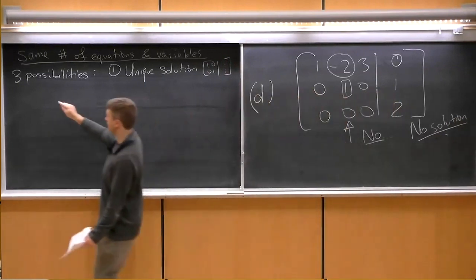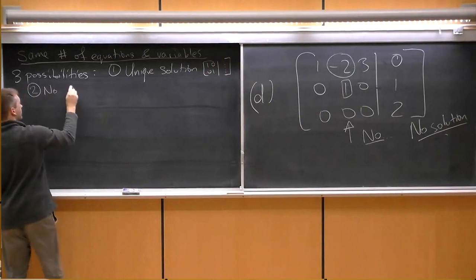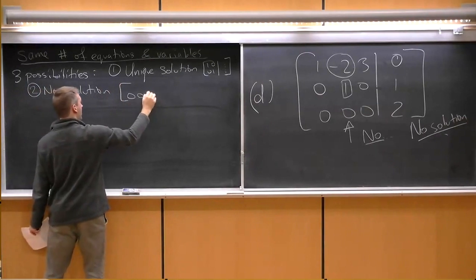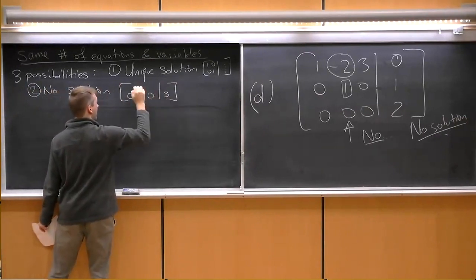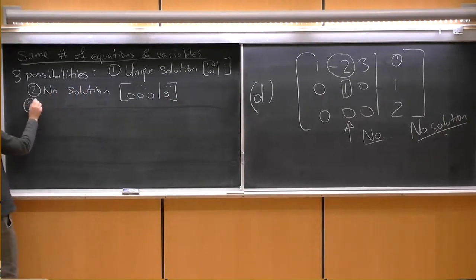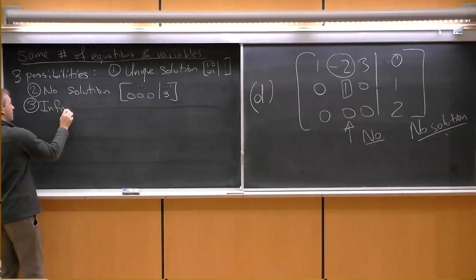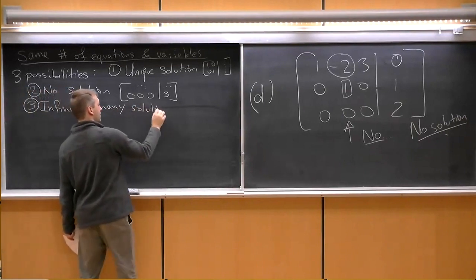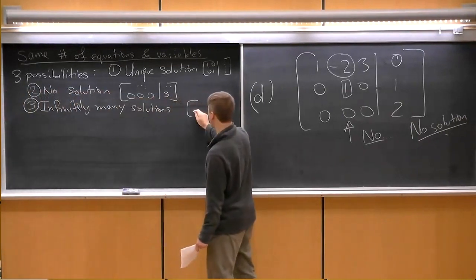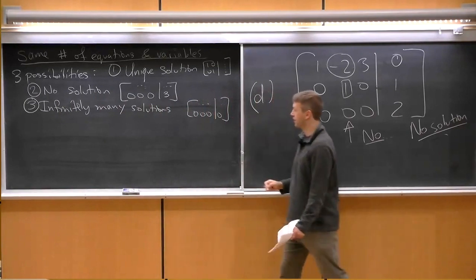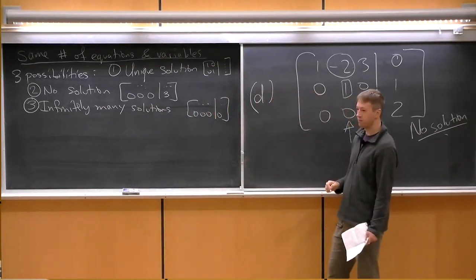You can have no solution. So that, for example, could look like you've got some zeros on the bottom and then something non-zero here, and it doesn't really matter what's up here, right? Or you could have infinitely many solutions. And that's maybe where you've got a row of zeros, and then it doesn't really matter what happens elsewhere.